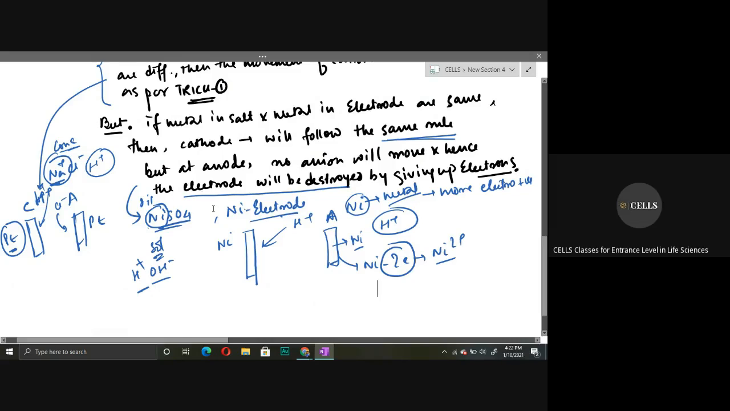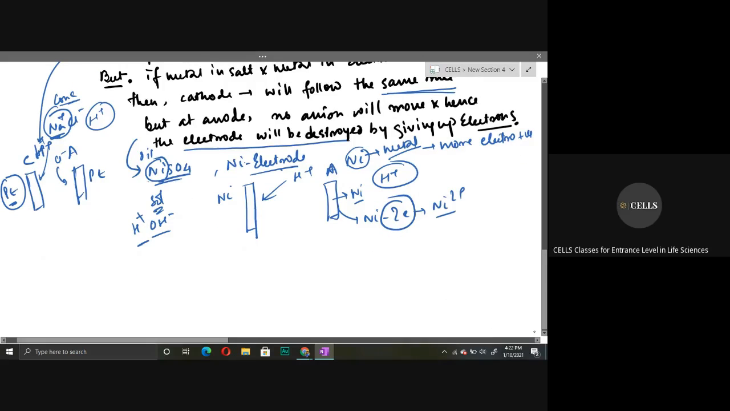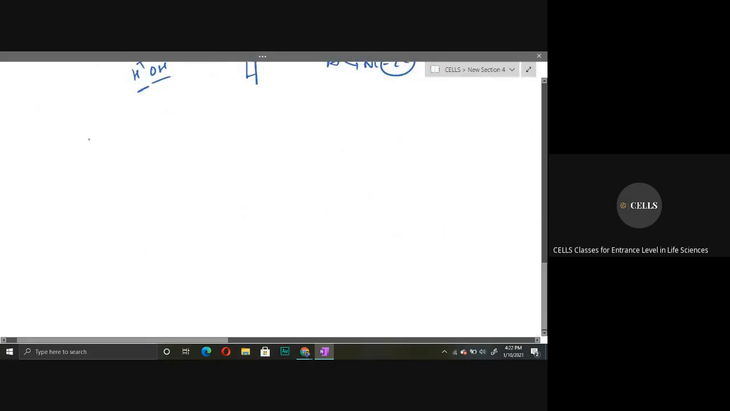So let me give you another example. Suppose the salt is MnSO4, manganese sulfate, and the electrodes are also Mn. We'll also have water, because if you add this salt in water you get a salt solution, which means you also have H plus and OH minus.